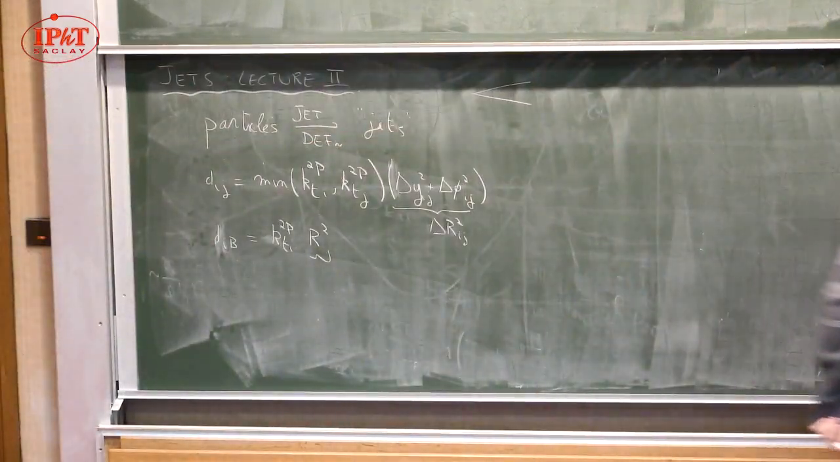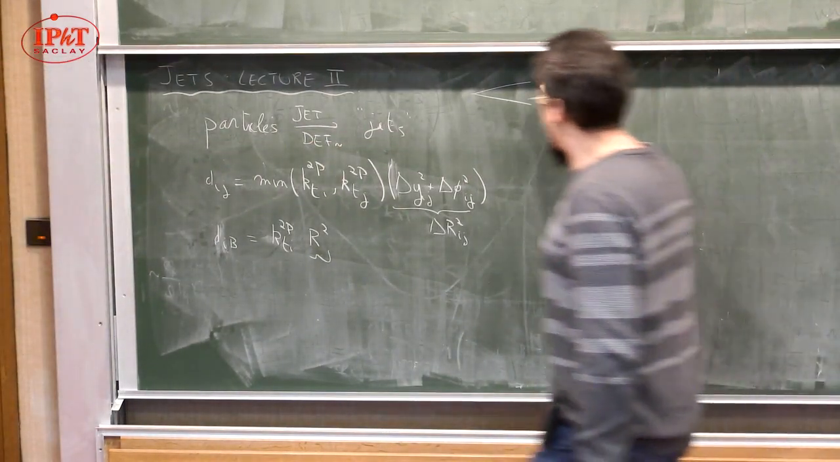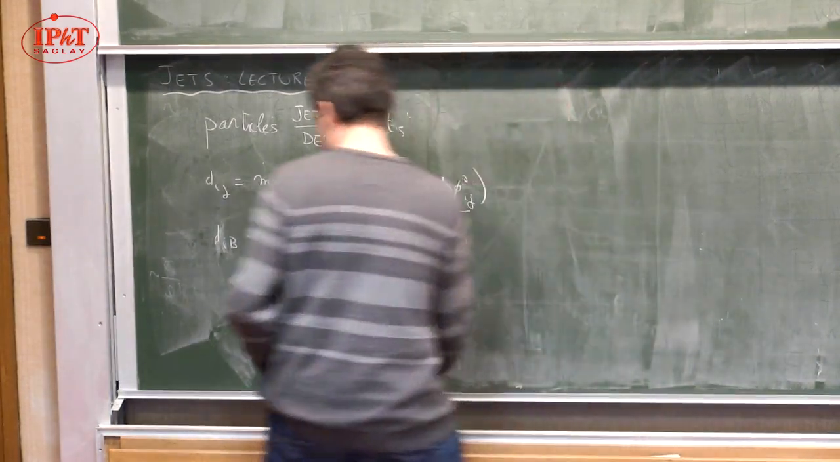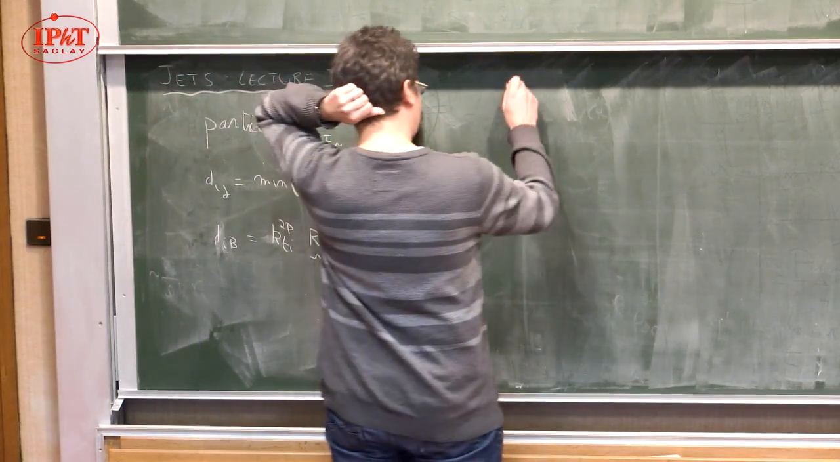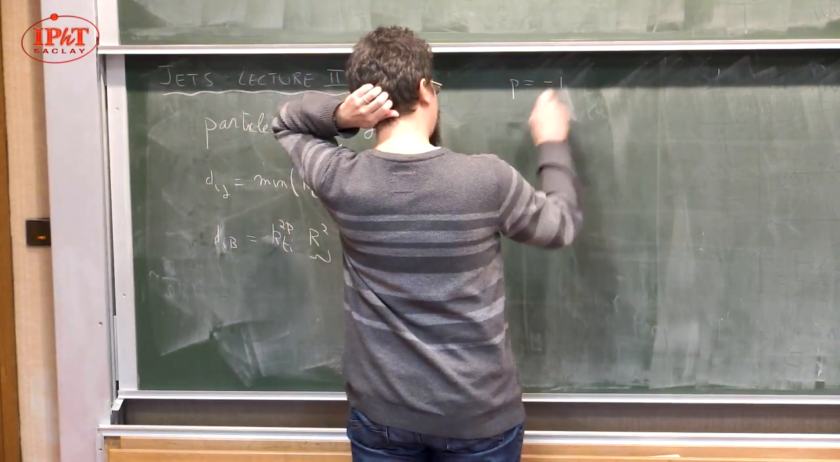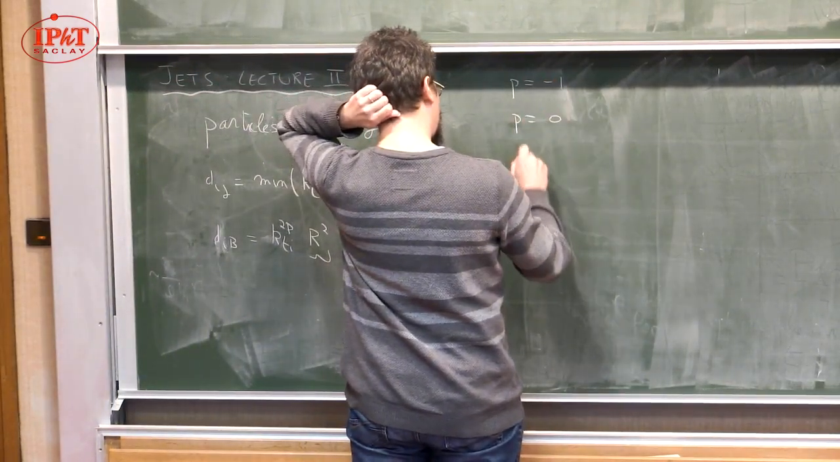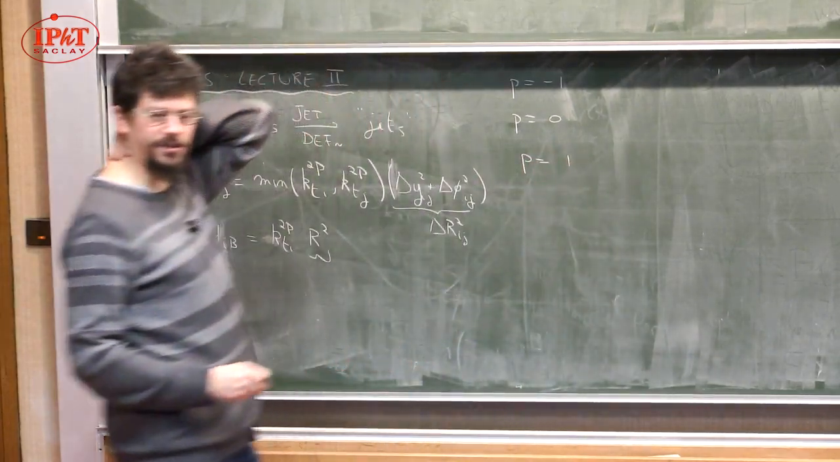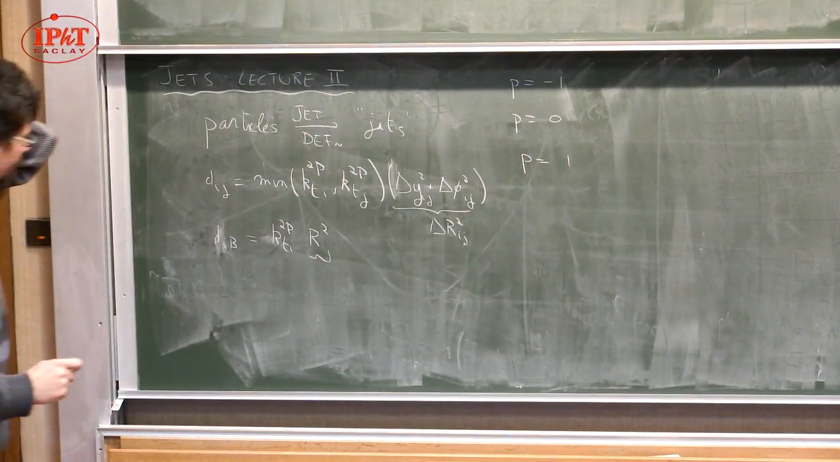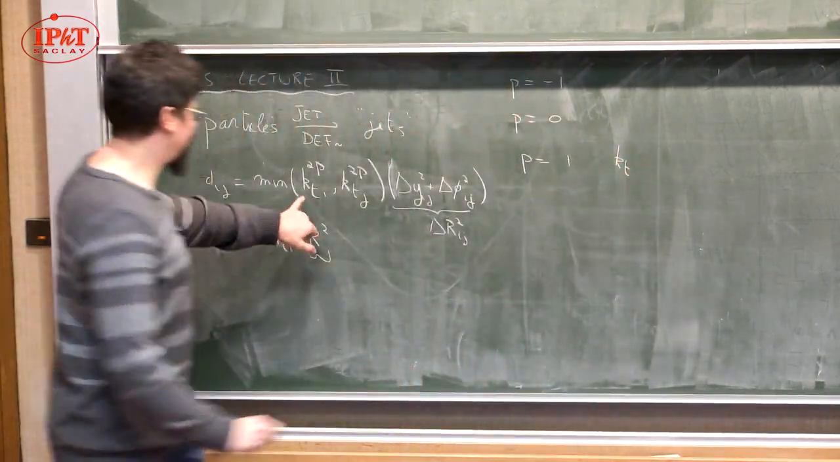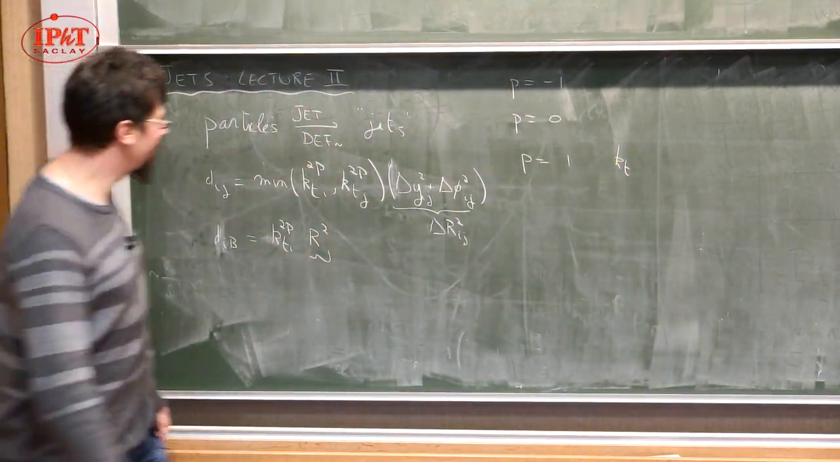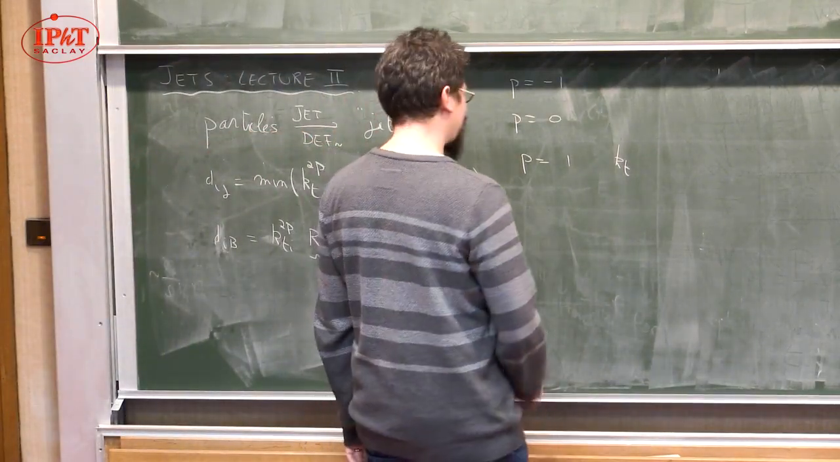So in this context, and I'm probably going to use maybe all of them, there's the case of P equals either minus 1, 0, or 1. These are essentially the three main choices you can use. P equals 1 is the historical KT algorithm. This tends to be the KT of the particle. The name is no big surprise.